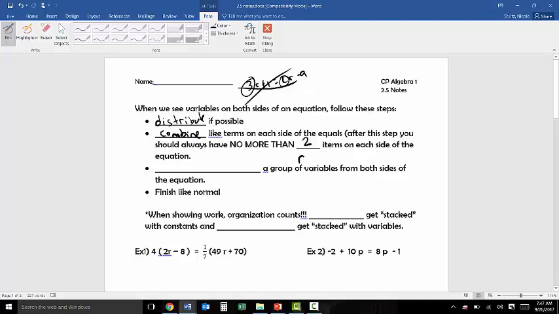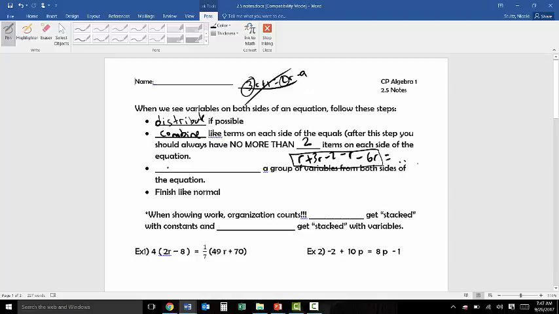That means that if you have r plus 3r minus 2 minus r minus 6r equals blah, blah, blah, blah, blah. Once you simplify all of this, you should have no more than 2 things. One thing will have a letter and the other will just be a number.